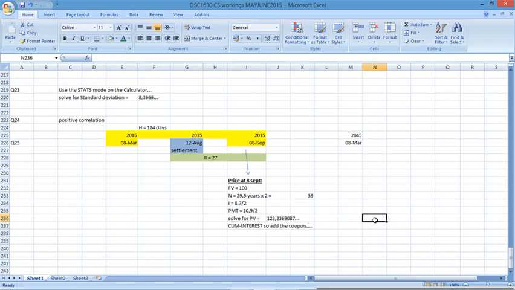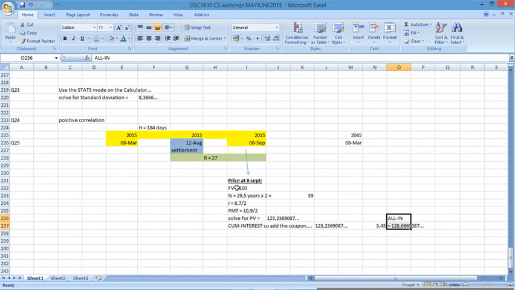Alright, so all-in is equal to that plus 5.45. And that's the all-in price that I get, having done the calculation.